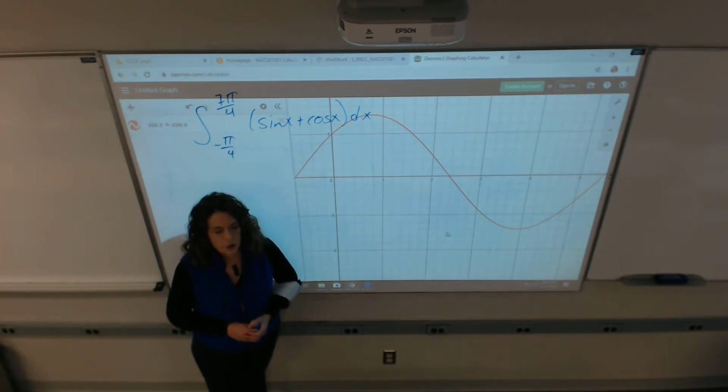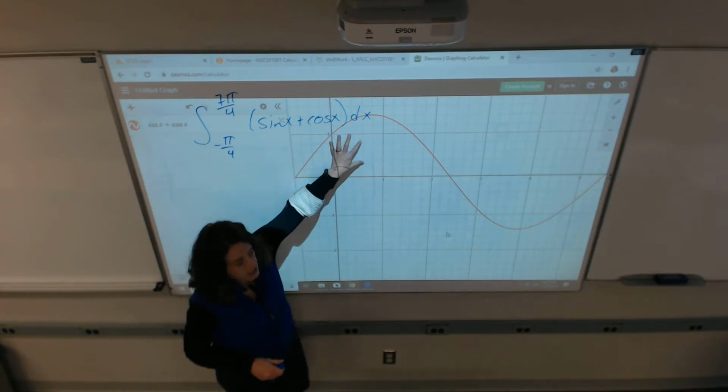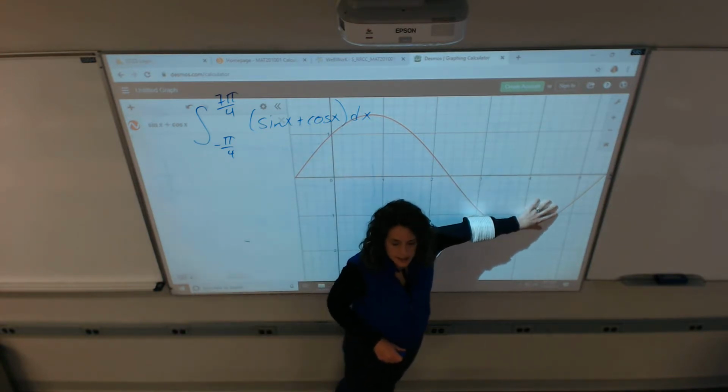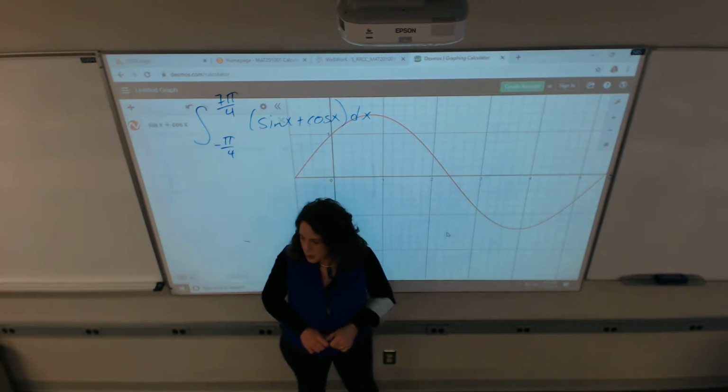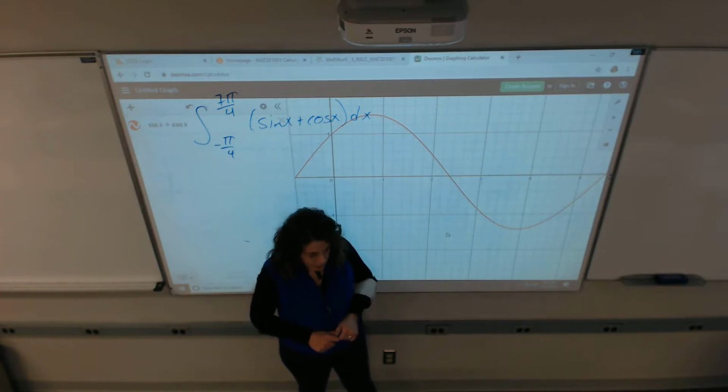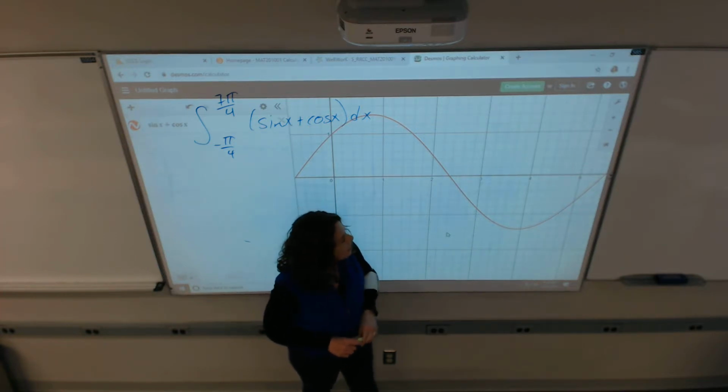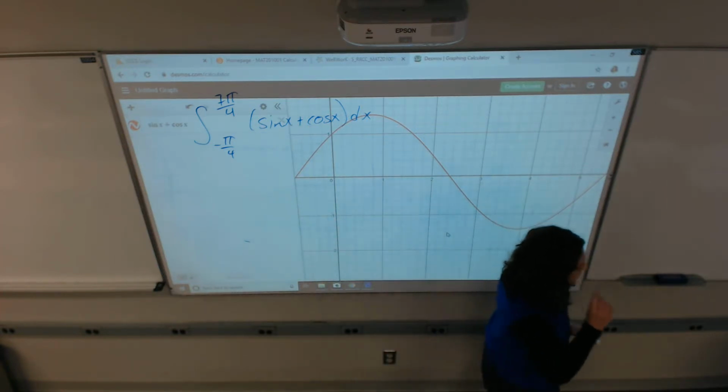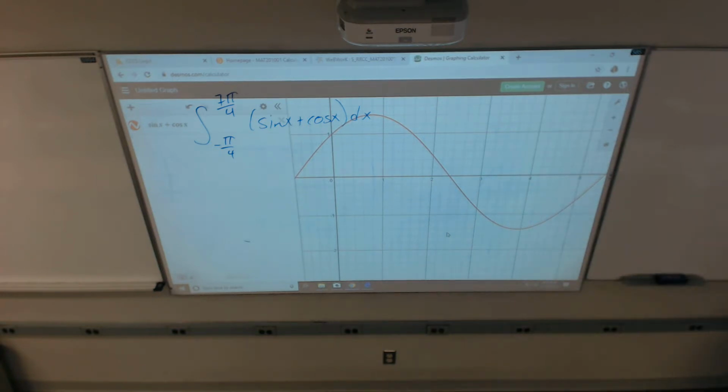It doesn't mean there's no area. It means I have the same amount above the x-axis as I had below. All right? Does that make sense to everyone? So weird things like this can happen. All right? Let's look at another one.